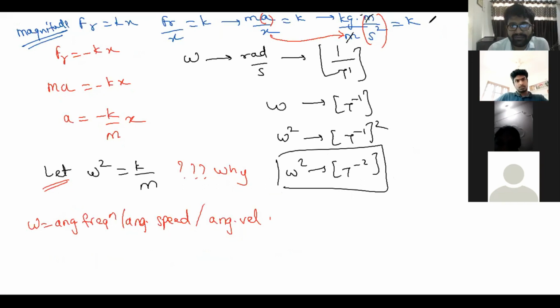So k is simply what? Kg upon second square. Kg is mass, which is M1. Second square is time, which is T2. So what do we get? M1 T minus 2. Correct? This is the dimension for k.